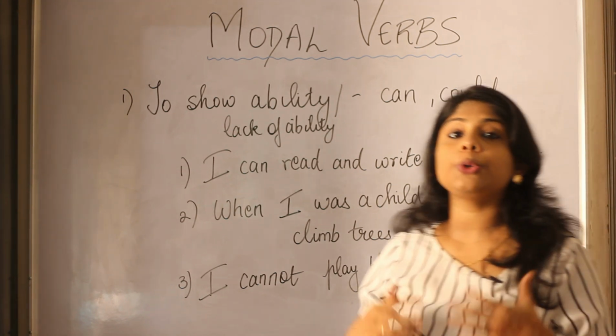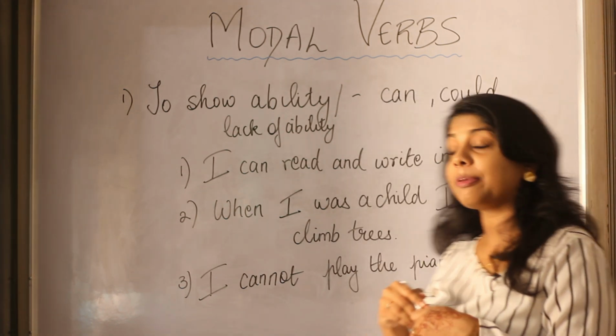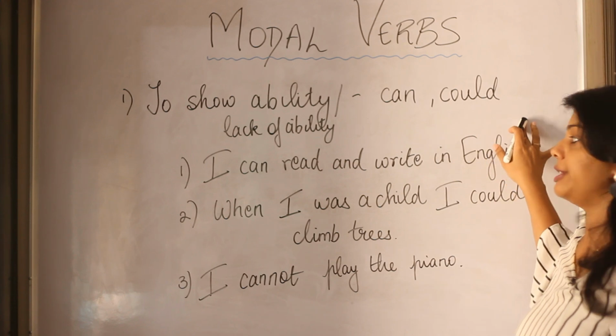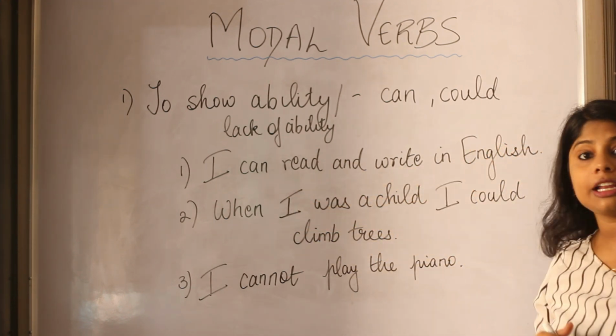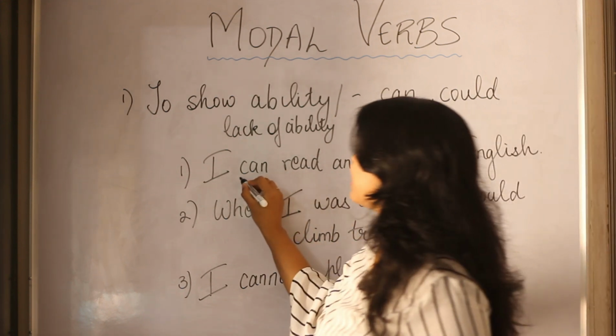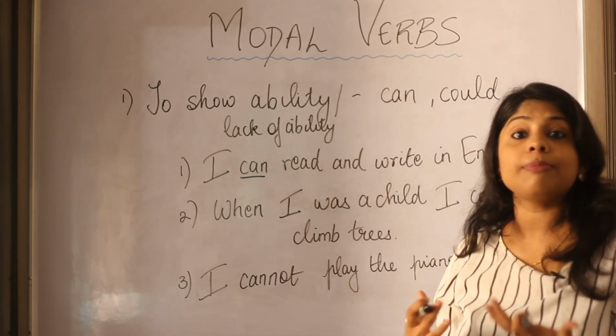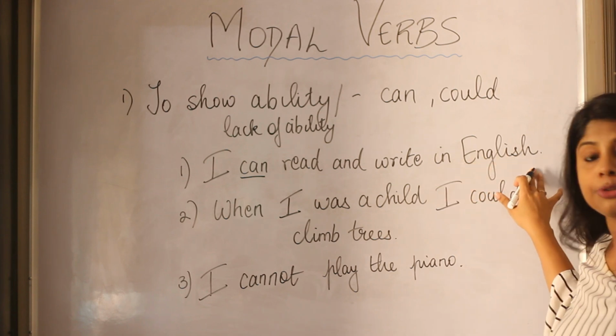Now the modal verbs you use to show ability or the lack of ability is can or could. For example, I can read and write in English. Here, can shows us the ability that I am able to read and write in English.